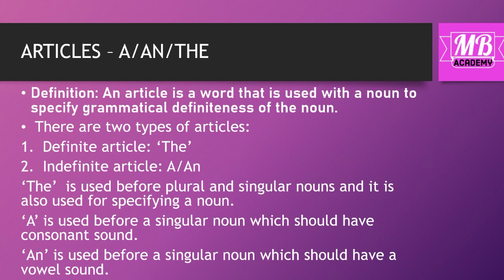A is used before a singular noun which should have a consonant sound. A is always used before a singular noun, and always remember that before a consonant sound, a is used. An is used before a singular noun which should have a vowel sound. So if there is a vowel sound and if you find a singular noun, always use an.